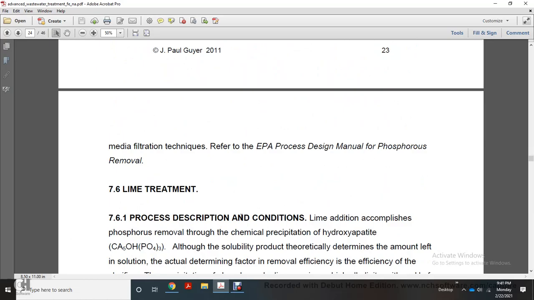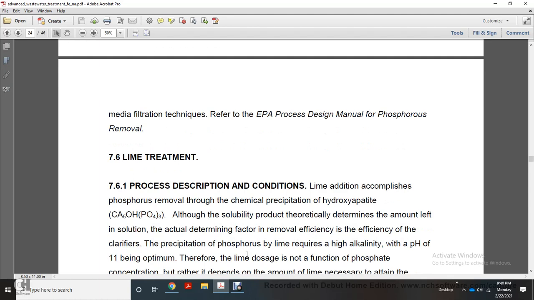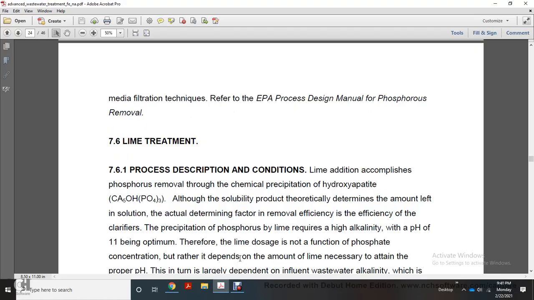Lime treatment process description: lime addition accomplishes phosphorus removal through chemical precipitation of hydroxyapatite. Although the solubility product theoretically determines the amount left in the solution, the actual determining factors are removal efficiency and clarifier performance. Precipitation of phosphorus by lime requires high alkalinity, with pH 11 being optimum.